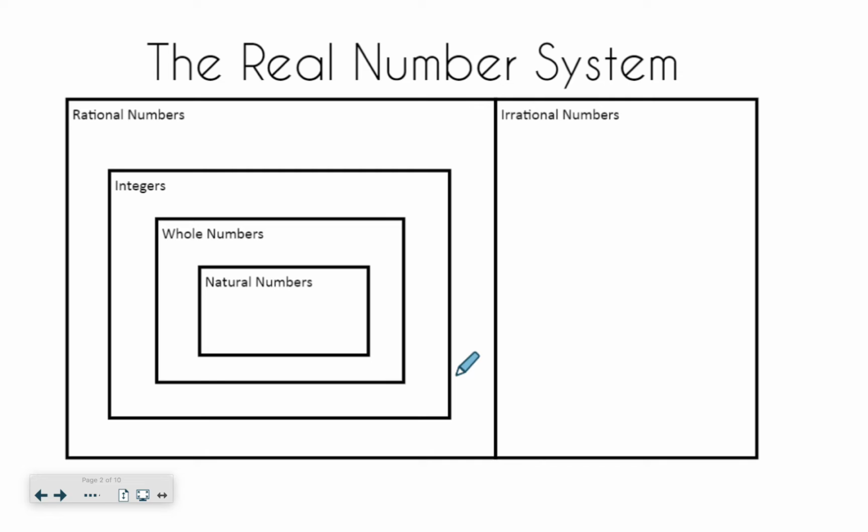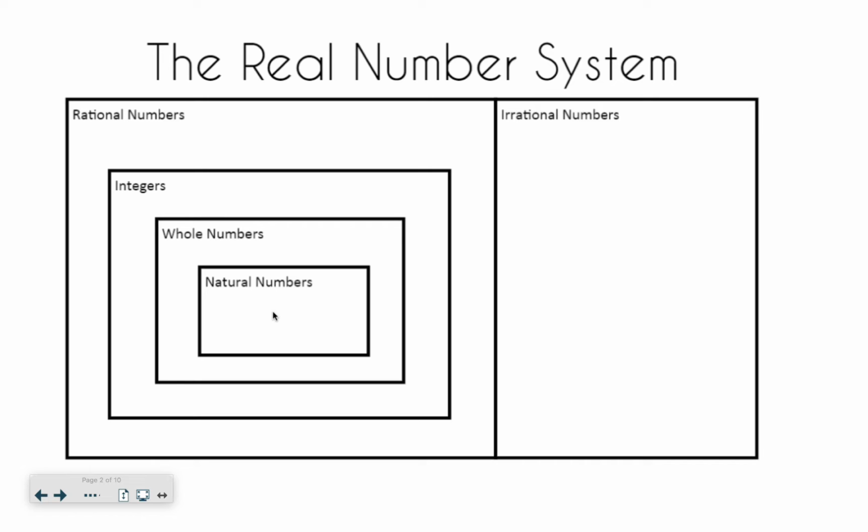Okay, so this graphic organizer is meant to help you organize numbers. Let's start in the very center here where we have natural numbers. Natural numbers are the numbers that if I were to ask you to start counting, most of you would say 1, 2, 3, 4, 5, 6, and you'd keep going until I told you to stop or until you got sick of counting.